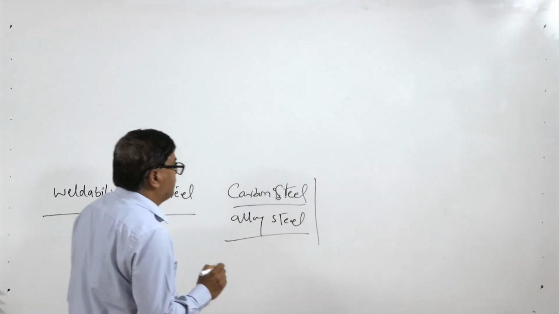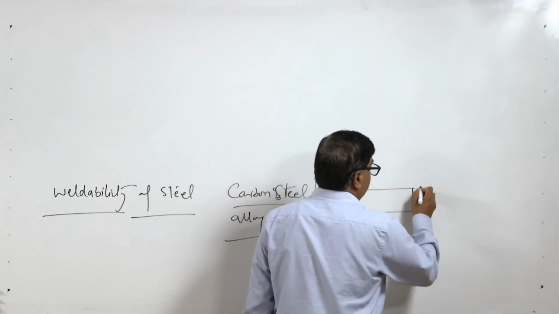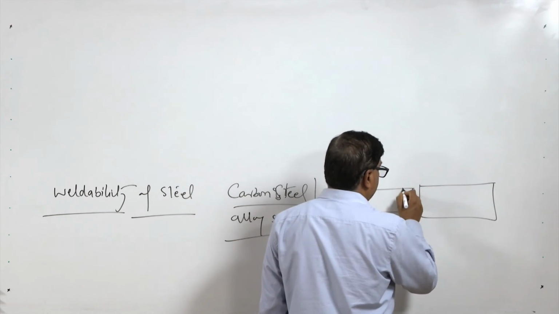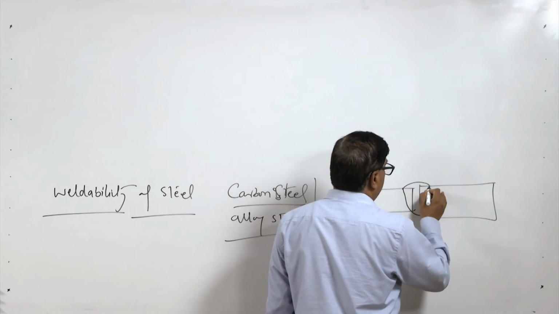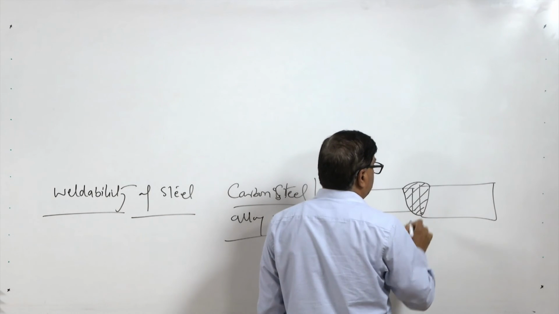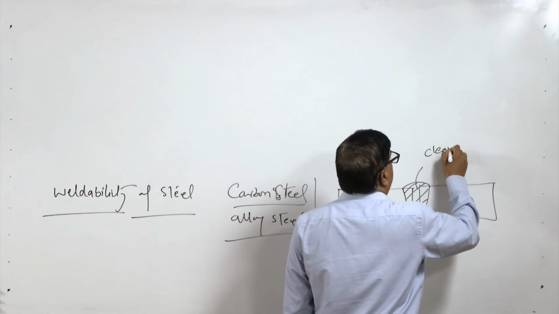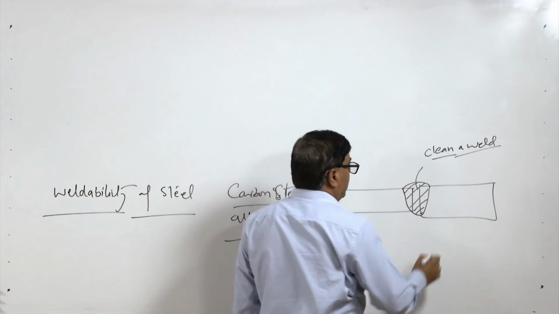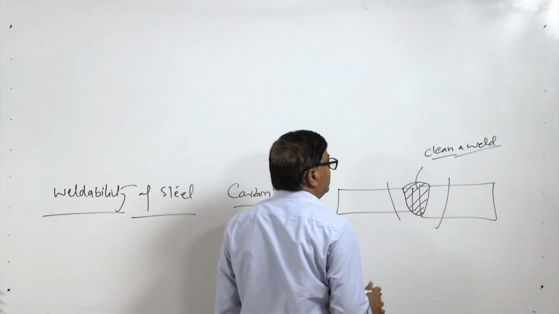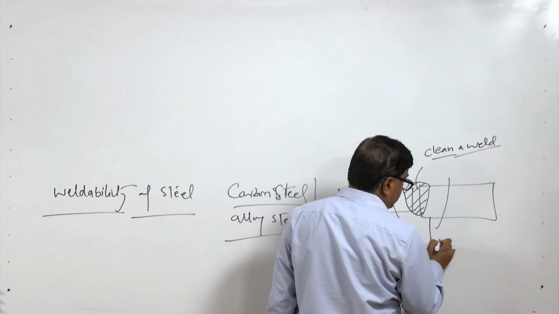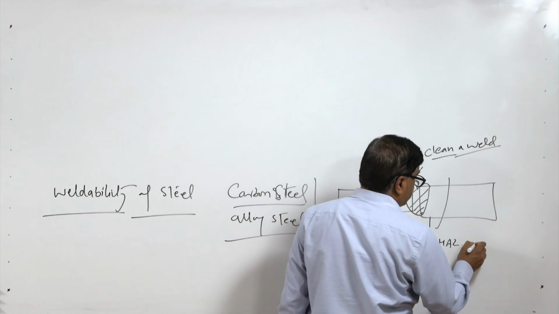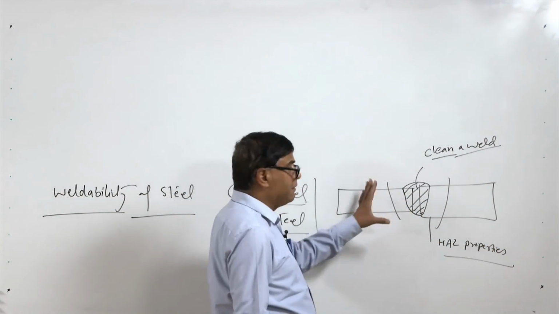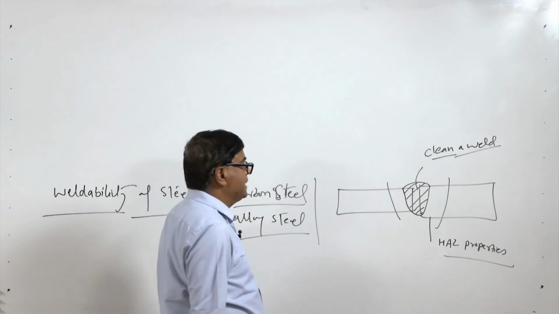There are two aspects when a steel plate is welded, that we see after the welding. One is the weld metal, how sound the weld metal is. It is about how clean a weld is. And another one, in the case of steels primarily, is the properties of the heat affected zone. So, HAZ properties, these are the two important factors that determine the weldability in the case of steels.